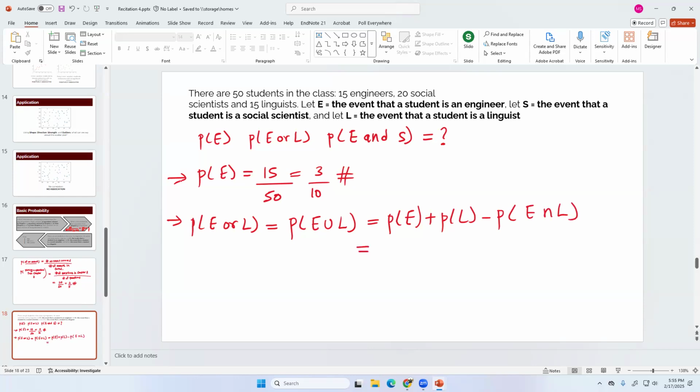Can we solve for this? Do we know P of E? Yes, right. So 3 out of 10. And what is P of L? Yes, there are 15 linguistic students, so the same thing. What is the probability of E intersection L? Why do you think it's 3 over 5? How do you get that?